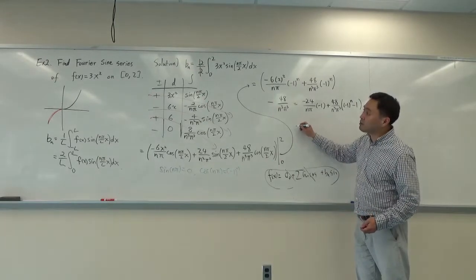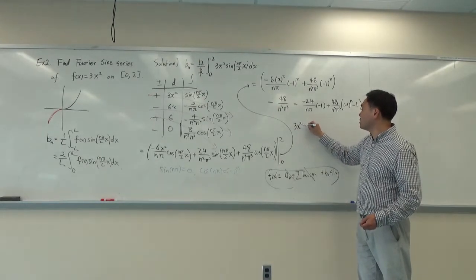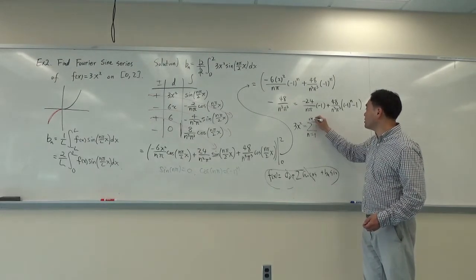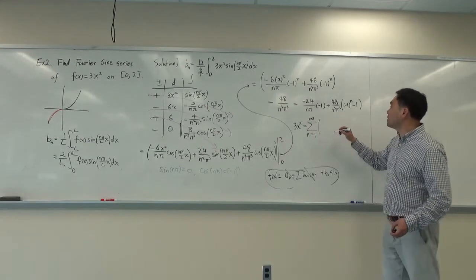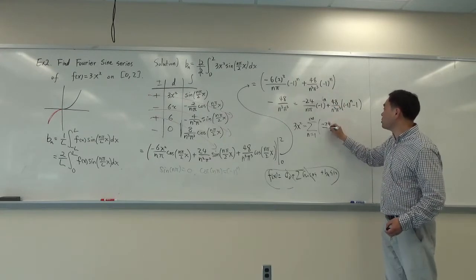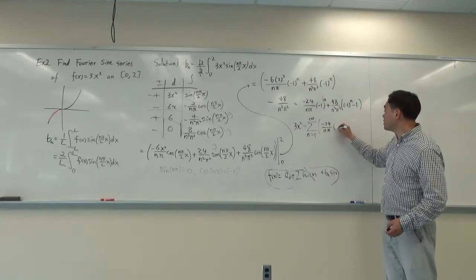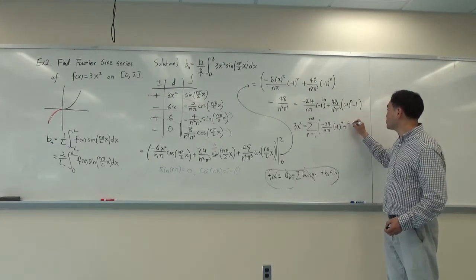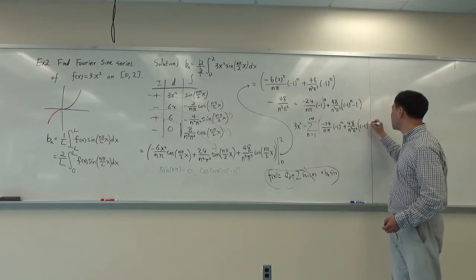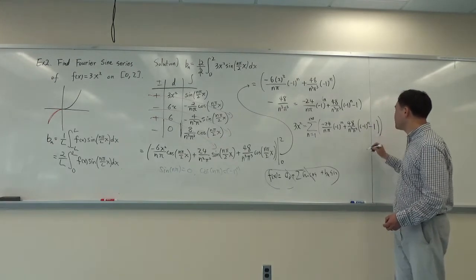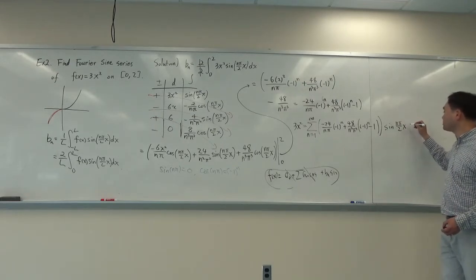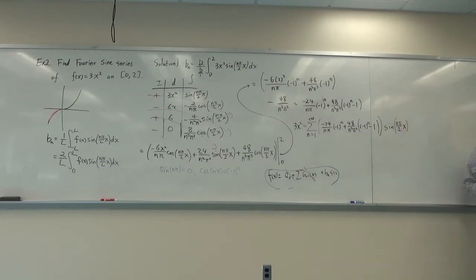So f of x, which is 3x squared, is equal to the summation of n from 1 through infinity of negative 24 over n pi, times negative 1 to the nth power, plus 48 over n cubed pi cubed times negative 1 to the nth power minus 1. And then you put sine of n pi over 2x. So that's the answer.